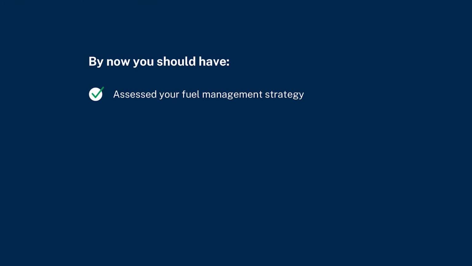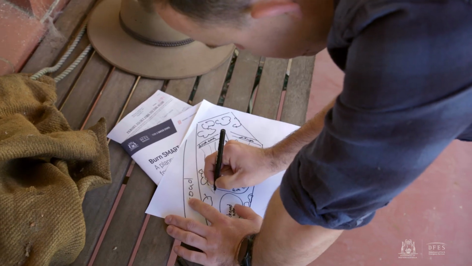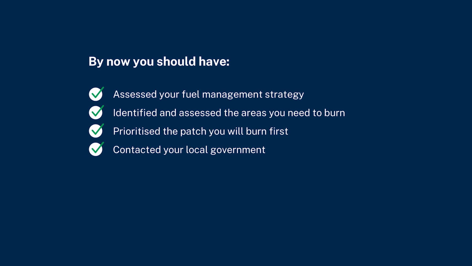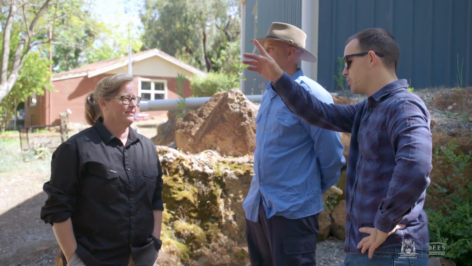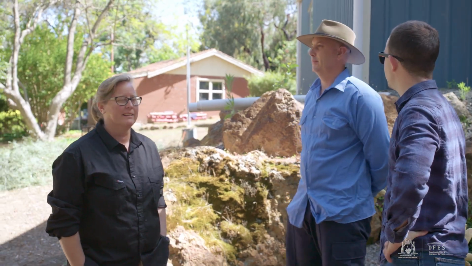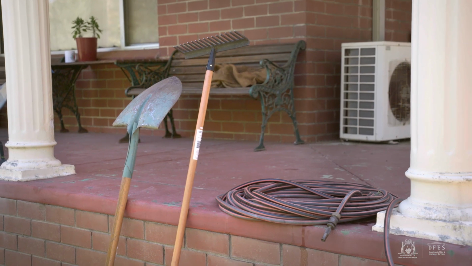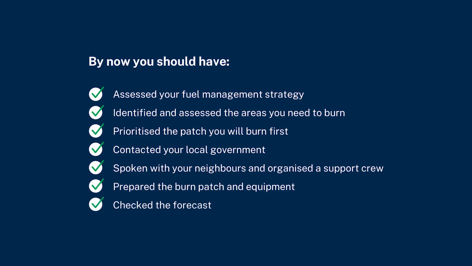Now that we've reviewed stages 1, 2, and 3, you should have assessed your fuel management strategy, identified and assessed the areas you need to burn, prioritised the patch you will burn first, contacted your local government, spoken with your neighbours and organised a support crew, prepared the burn patch and everything you need, checked the forecast. It's now time to plan for the day of the burn. Watch video 3, Burn Smart, Day of the Burn, to learn more.